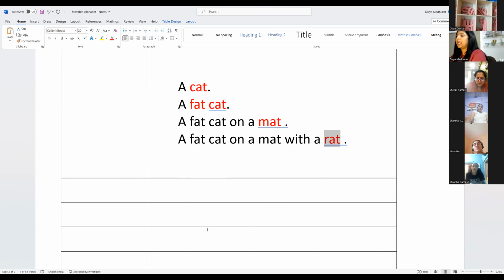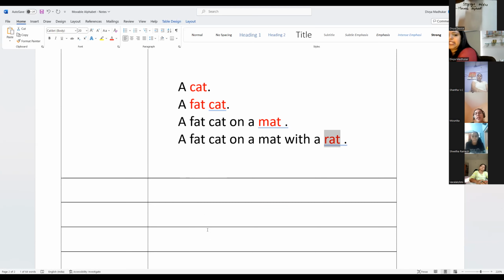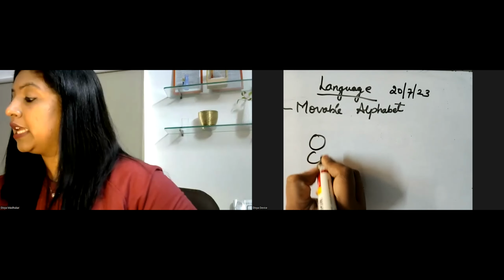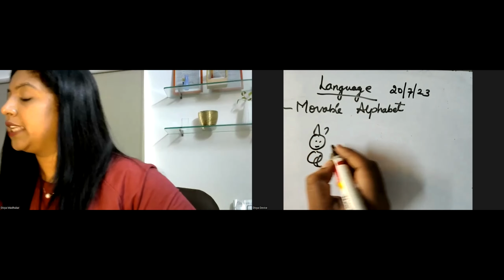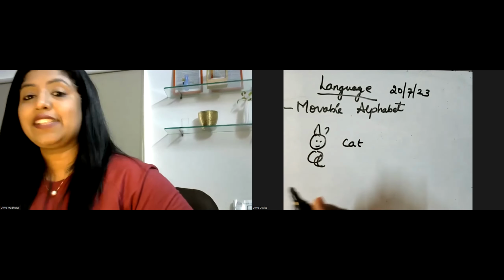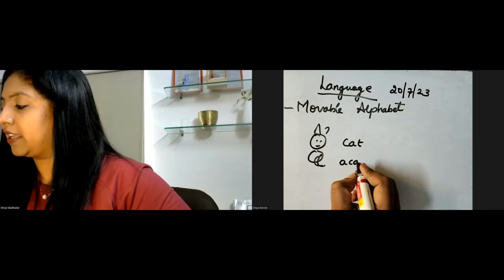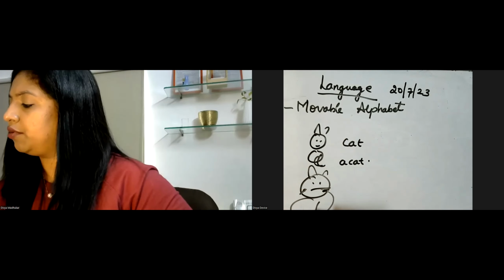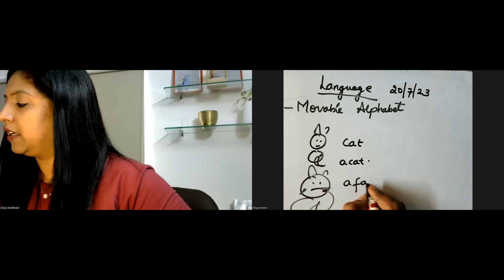When I say fat cat, can you imagine the picture? Yes, ma'am. Then I say a fat cat on a mat. Can you imagine a picture? Yes, ma'am. Correct? So we will be able to work on it. So how do I introduce that in different stages? I have to draw a picture and I say cat. Since it's a phrase, I say a cat. Now the cat was very fat. So I say a fat cat.